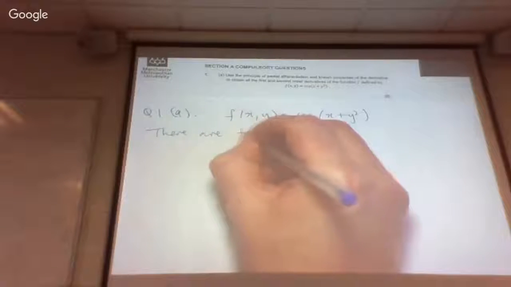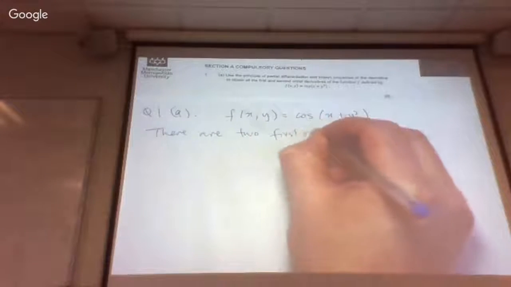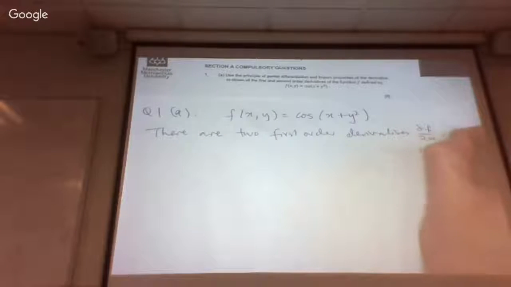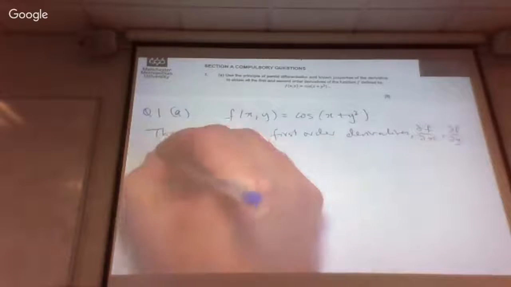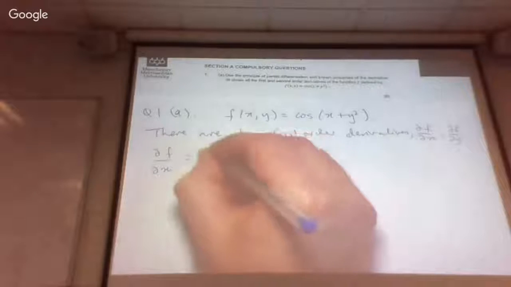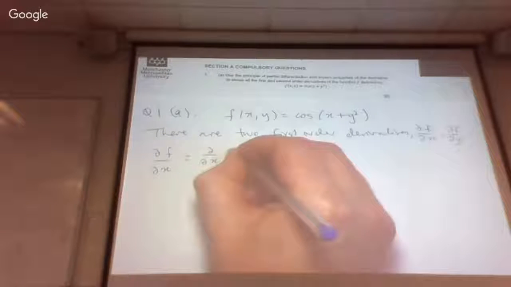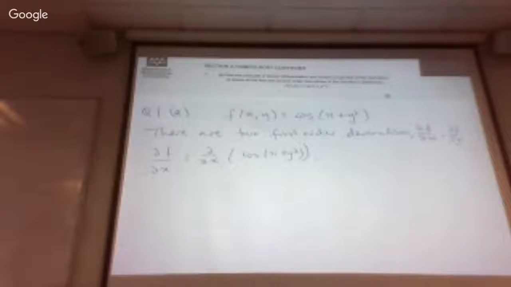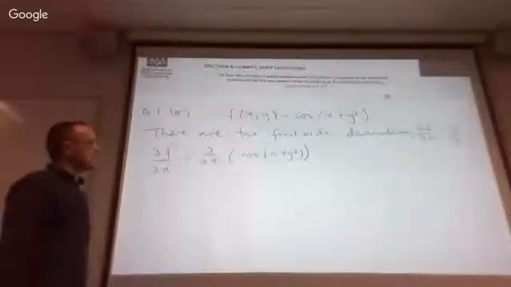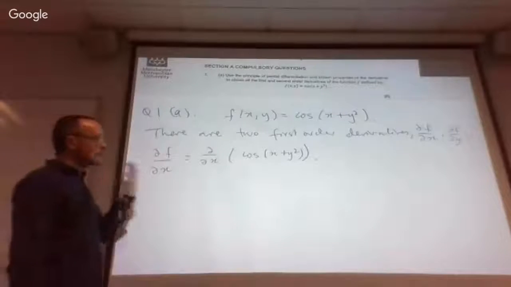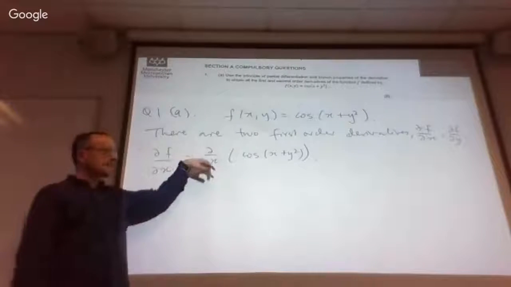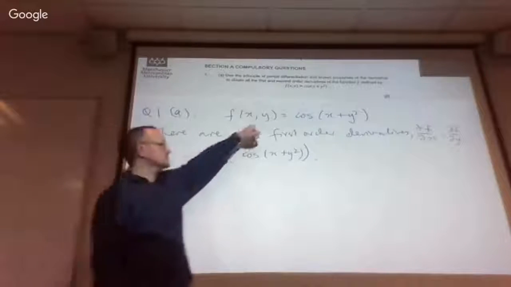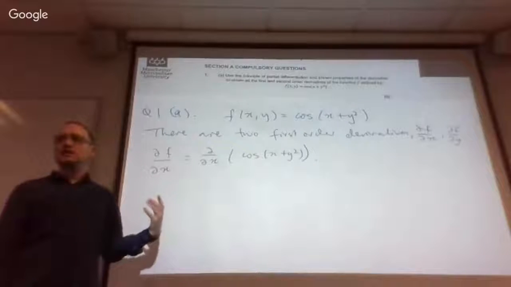So we'll say there are 2 first order derivatives, df/dx and df/dy. We can calculate these. So this is d/dx of cosine of x plus y squared. What you're looking to do here is demonstrate that you've got a good understanding of the basic principle of partial differentiation. The basic principle is that when you're differentiating with respect to one named variable, here x, any other variables in the function, here y, are treated as if they're constants.